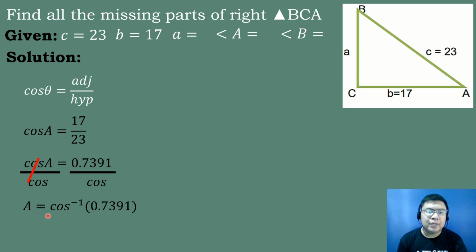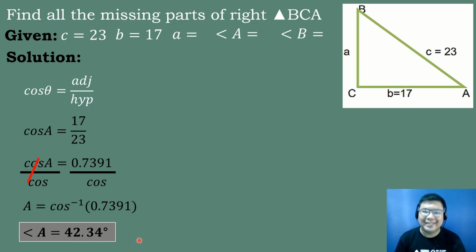So A will be equal to cosine negative 1. So cosine positive 1, we will put it on our numerator. So the positive exponent will become negative exponent. So positive 1 will become negative 1 times 0.7391. So press this on your calculator. Cosine negative 1 times the quantity 0.7391, the answer will be equal to 42.34 degrees. So the measure of angle A is equal to 42.34 degrees.